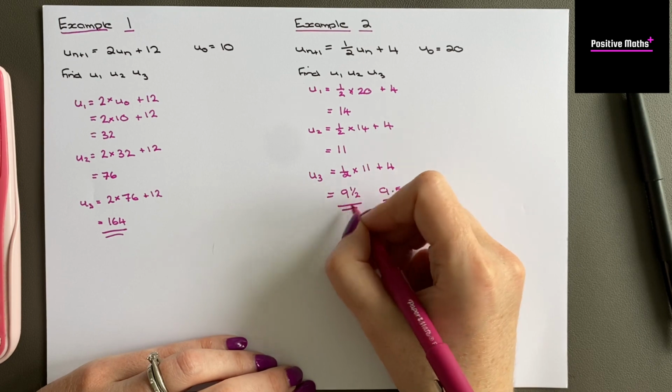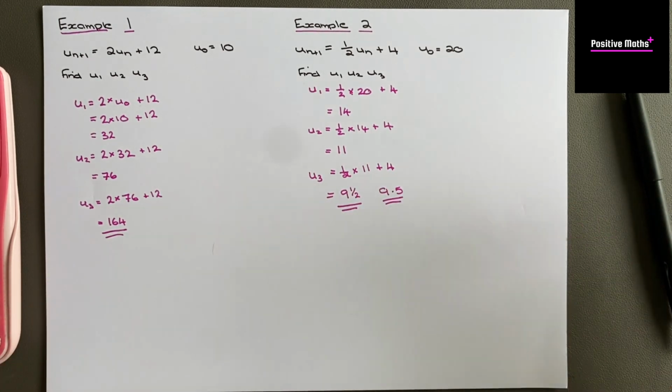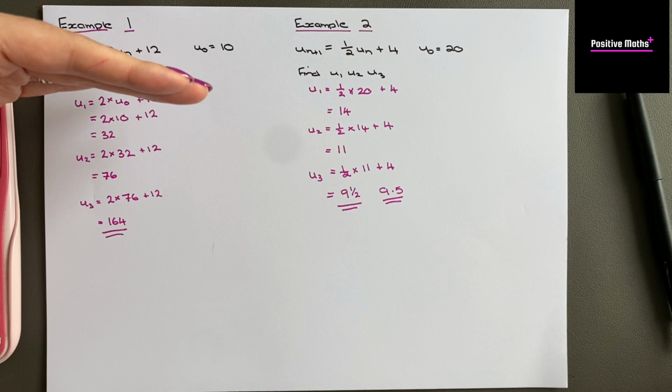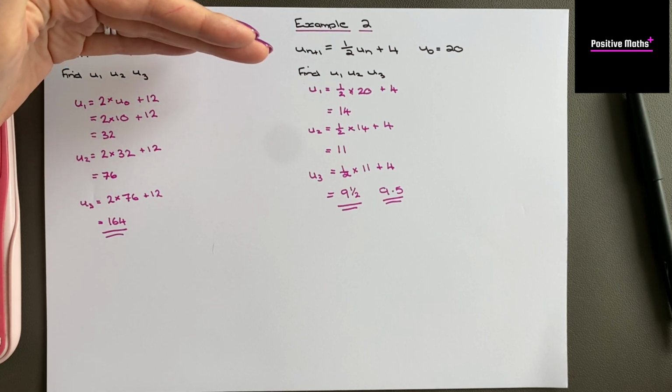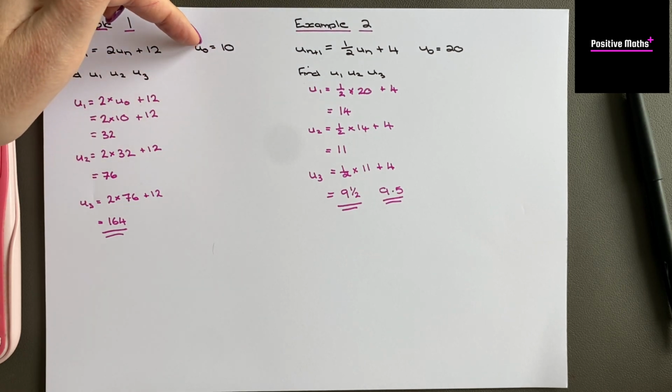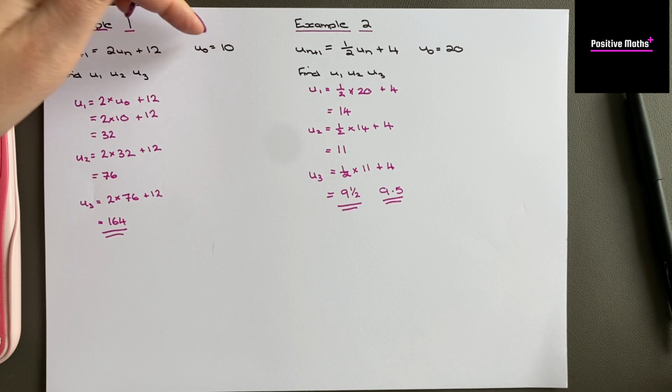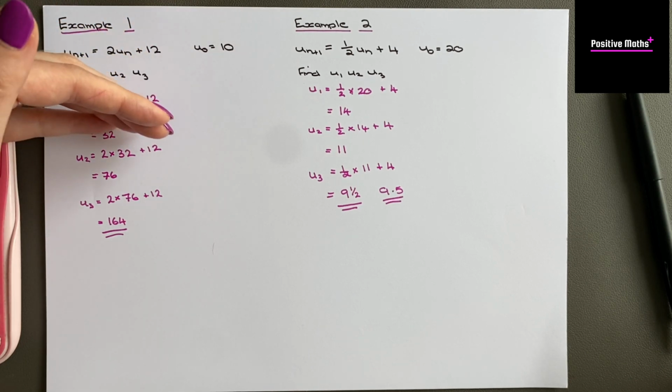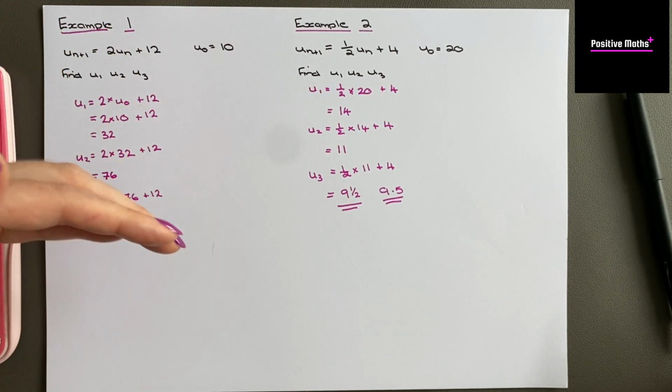I would prefer this one just because the formula had a half in it in fraction form, so I quite like it. Okay, so fairly straightforward. Take your initial, so your u0, put it in, find your u1, then find your u2, find your u3.